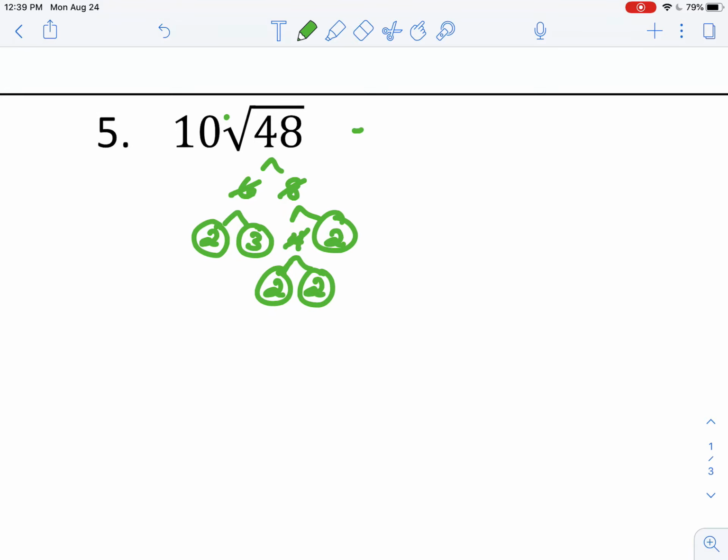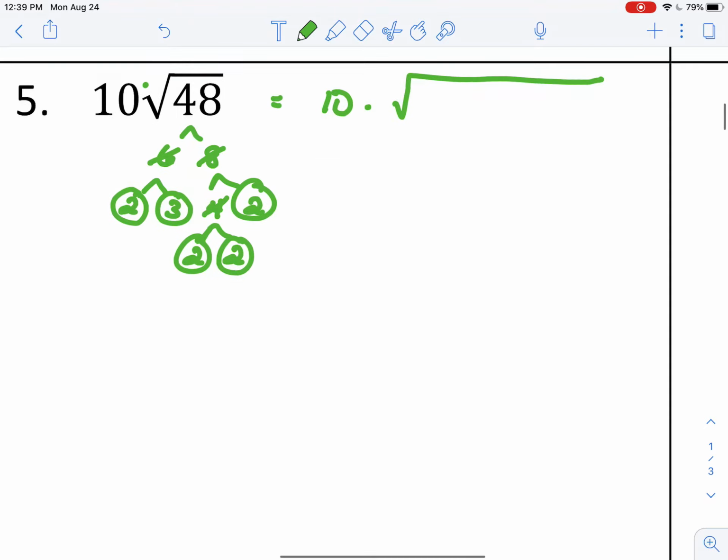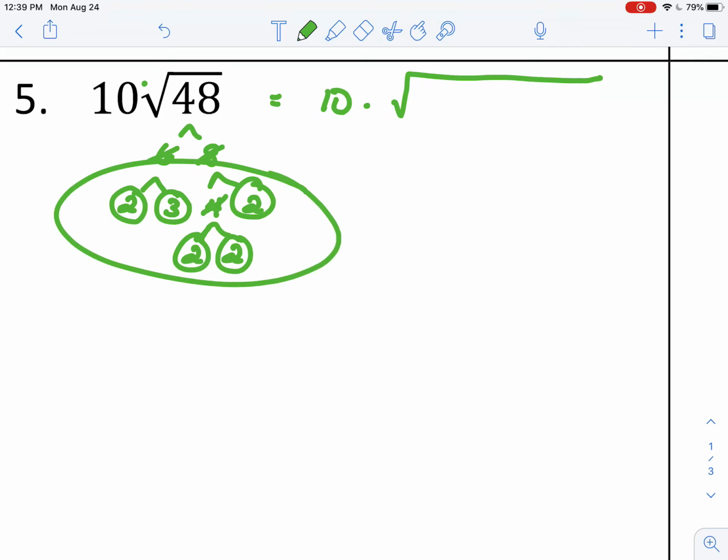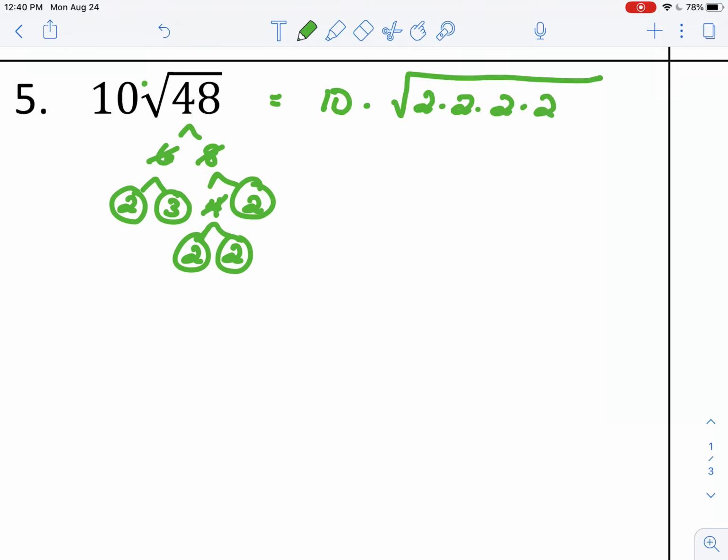So now I'm going to rewrite this original one. There's the coefficient of 10 that still exists. It's still being multiplied by something under the radical, but now under the radical are all of these numbers that I have circled. So there are 1, 2, 3, 4 2's, and then a 3. Pairs make perfect squares. So I see a pair of 2's here. Well, 2 times 2 is 4, and I know the square root of 4.